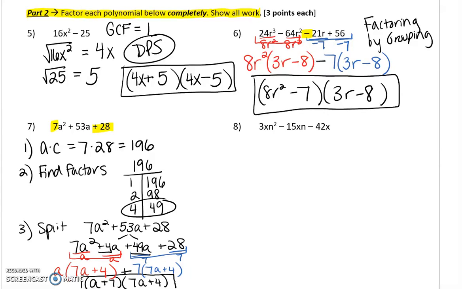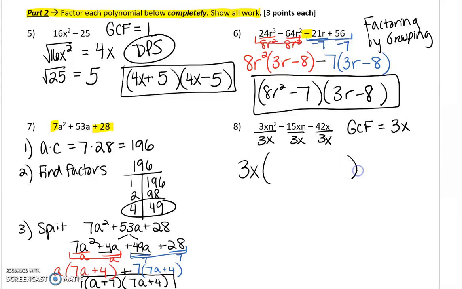In number 8, the first thing we want to look for always is a GCF. So 3, 15, and 42 does have a GCF of 3. But also look at the variables. There's an x, x, and x. So there is an x in common. And then if we take a look at our n's, we notice that there's n squared, n, and then no n's, which means there's not an n that's common to all three terms. So we want to go through and divide each term by the GCF.